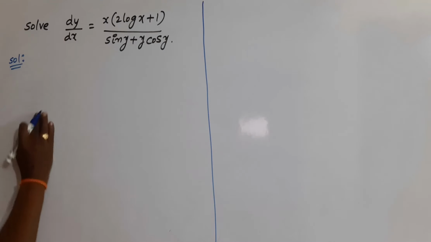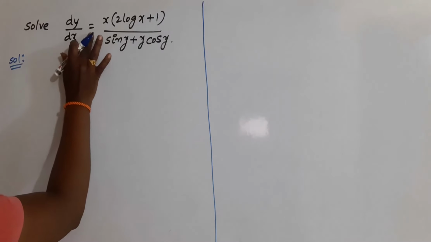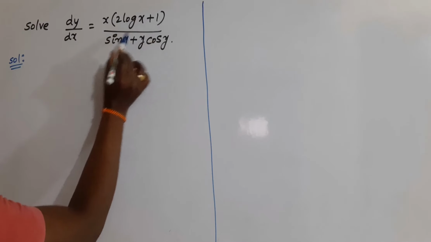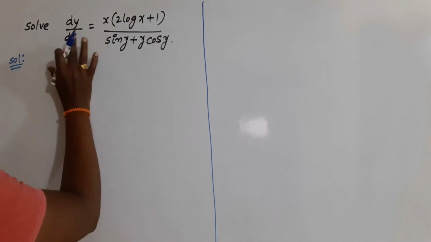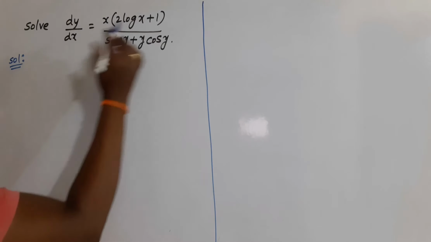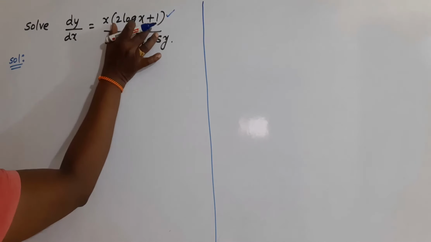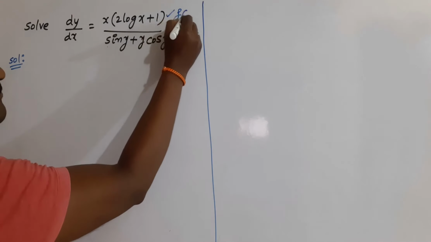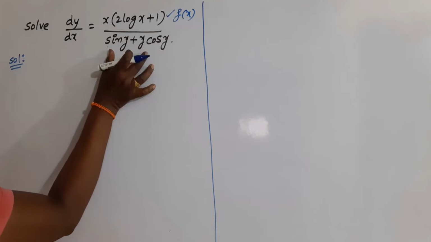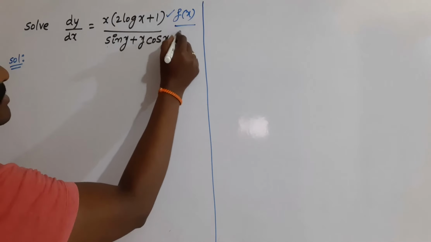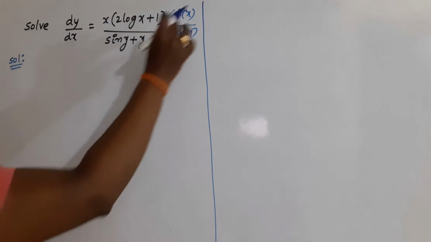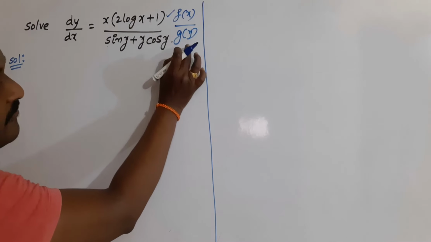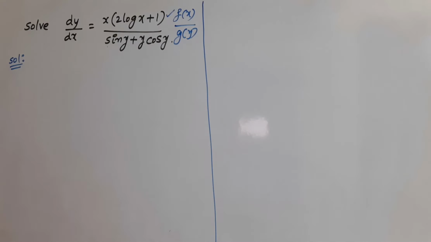See the statement of the given problem. dy by dx is equal to x times of 2 log x plus 1 by sin y plus y cos y. We are observing that the given equation is in the form of dy by dx is equal to, this numerator contains only terms of x, so it is f of x. This denominator contains only terms of y, so g of y. So whenever the given equation is in the form of dy by dx is equal to a function in x and a function in y in the denominator, then we can easily solve this differential equation by using the variable separable method.